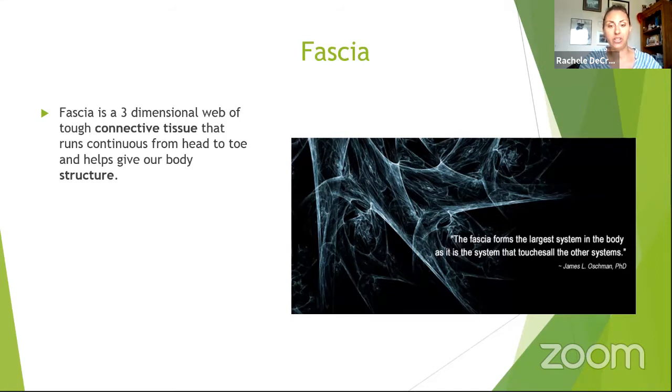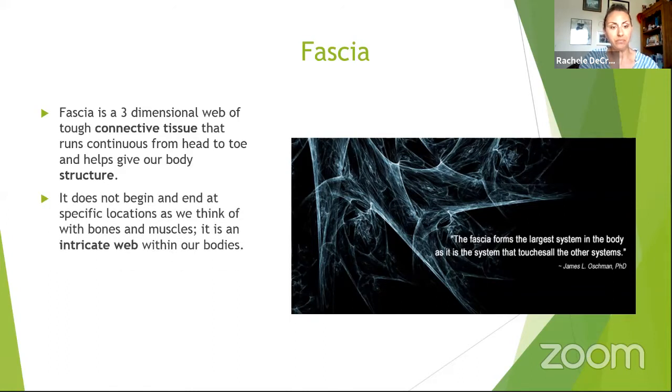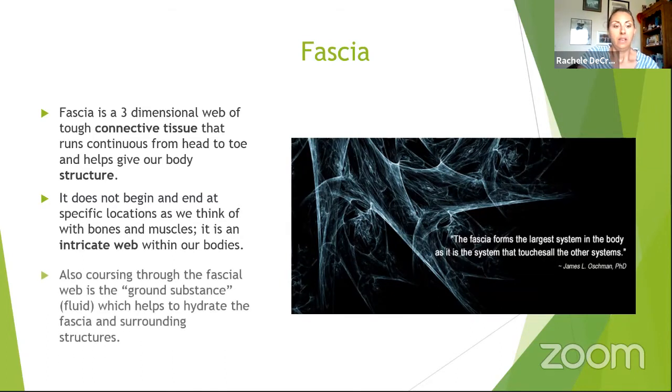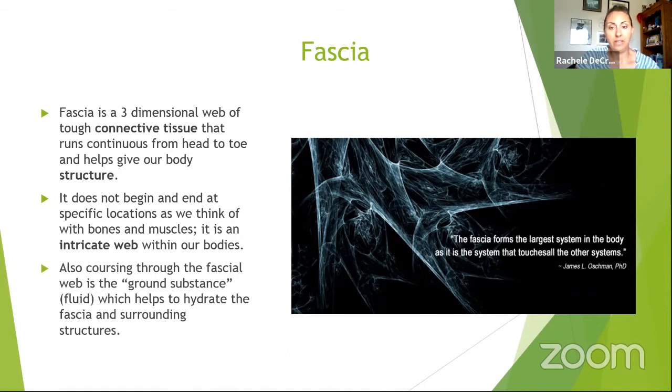On the right, there's a picture of fascia, and it does look like a web, and again, it runs continuous in our bodies. It doesn't begin or end at specific locations like we think of with muscles or bones, but rather it's an intricate web. And also coursing through that fascial web is the ground substance or the fluid, which helps to hydrate the fascia and the surrounding structures. So in that picture on the right, the black is not just space or air, it's fluid. And that fluid helps, like I mentioned, hydrate and keep healthy the fascia that's around it.